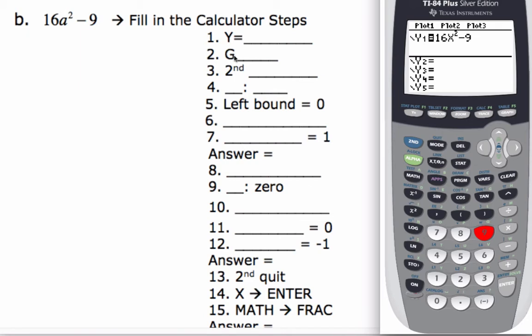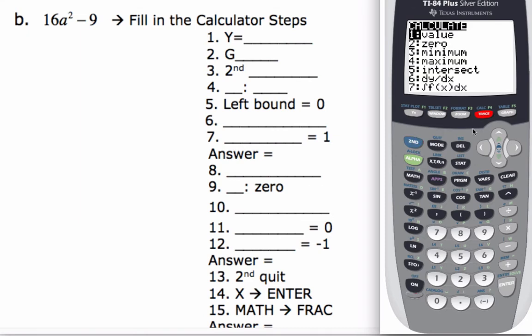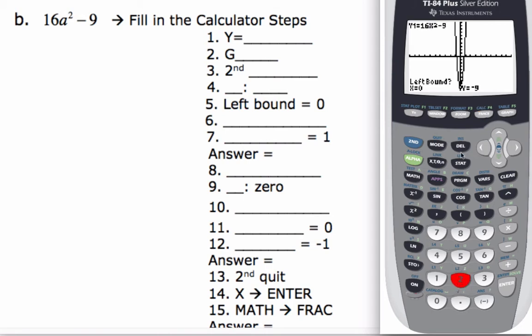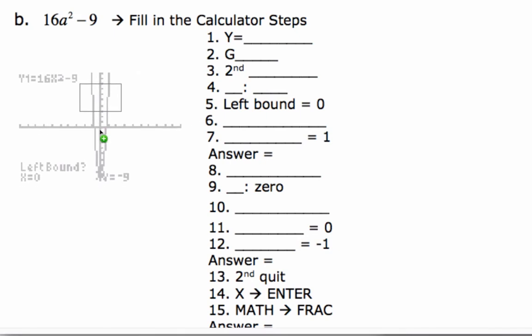Then the next thing I do is graph. So I hit my graph button, I graph it, and I see that. Then the next step, step 3, is I go second, trace. The calculate menu is under the trace here. And then I hit number 2. Now I have to do a little bit of thinking here.